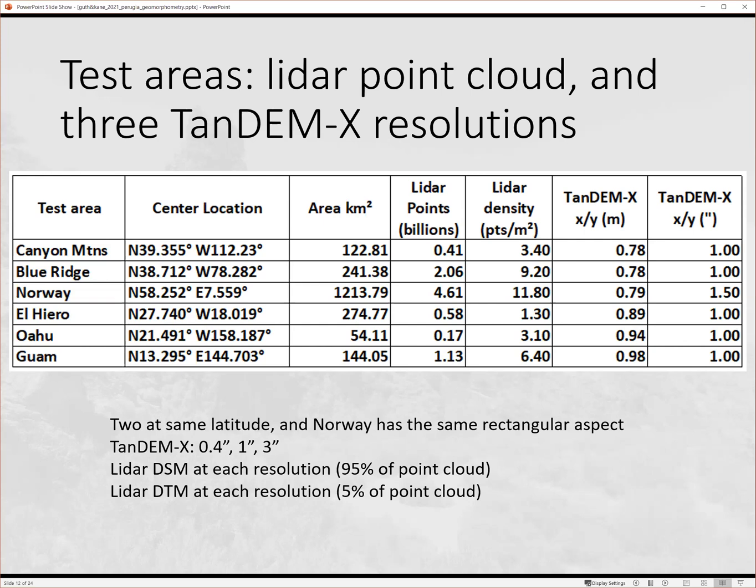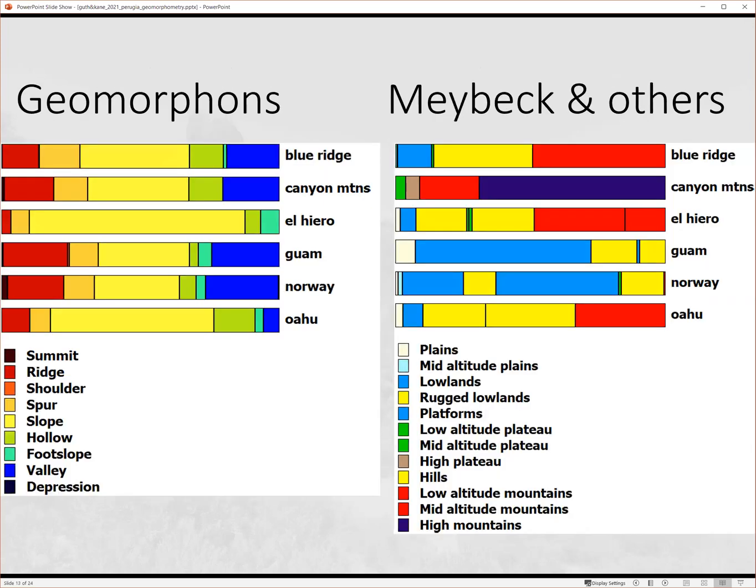For the DSM and the DTMs that we created, because we did both, we took the 95th percentile of all the points within the point cloud for that pixel and the 5th percentile, to sort of ensure that we didn't get either high or low noise. And the reason we like TanDEM-X is it's got 3 resolutions produced by the same mapping agency, we'll call it, at 0.4 of a second, 1 second, and 3 seconds.